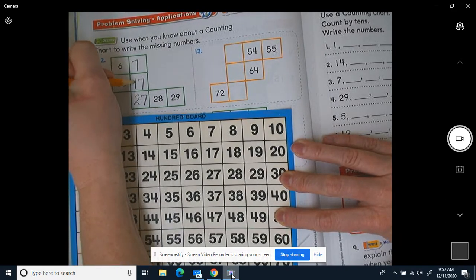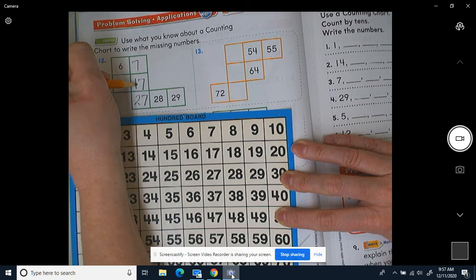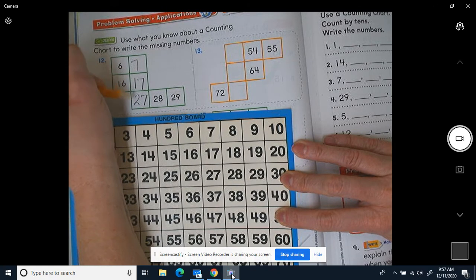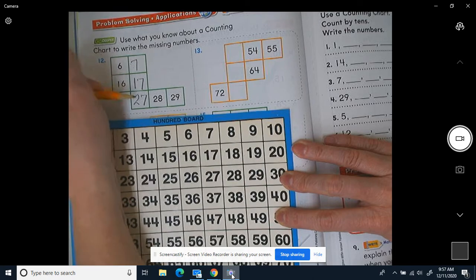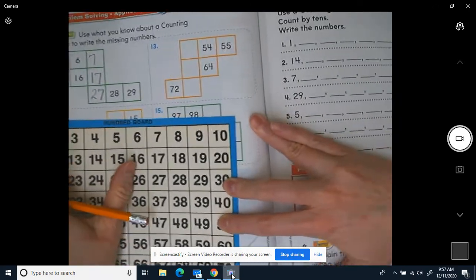You see how we can solve that? You also could think of going down and adding a 10 each time. 7 plus 10 is 17. 17 plus 10 is 27 because we're adding one more 10 each time. This would be 0 tens, 1 ten, 2 tens. See how that works? It's pretty nifty.